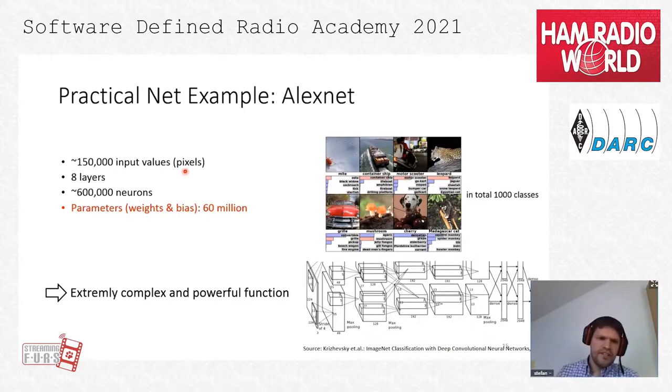The input layer of this network has 150,000 neurons. It has 8 layers in total and 600,000 neurons in total. And here you can see the structure of this network. It's some kind of convolutional network. And in total, it has 60 million parameters. So 60 million weights and biases. So this kind of processing that we have here is very, very complex and also very, very powerful.